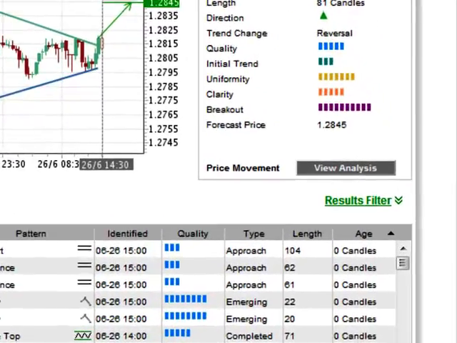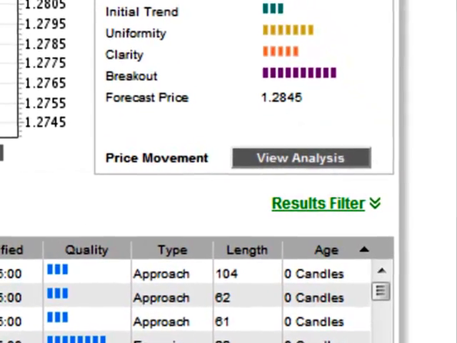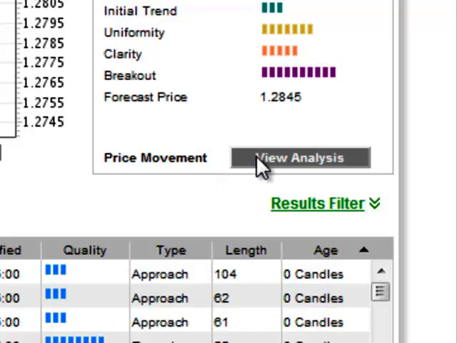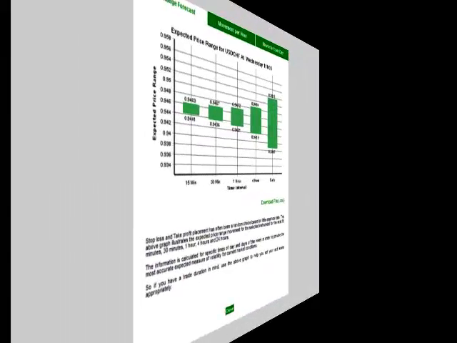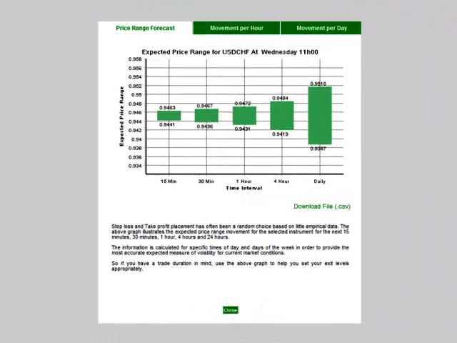Currently, the volatility stats are available for instruments where you see a View Analysis button just below the detailed summary on the pattern display area. When you click this button, it opens a pop-up window with 3 tabs. Each of these will be explained separately.